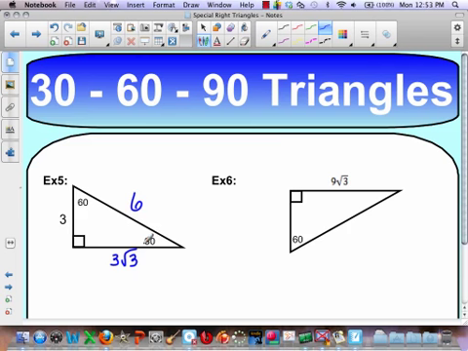All right, if you look at number 6, you have 9 root 3. Which side is that? That's the long side. So how do I find my short side? 9. Yeah, it's just 9, right? We ignore the root 3, so it's just 9. And if my short side is 9, what does that make my hypotenuse? Okay, question on 5 or 6.